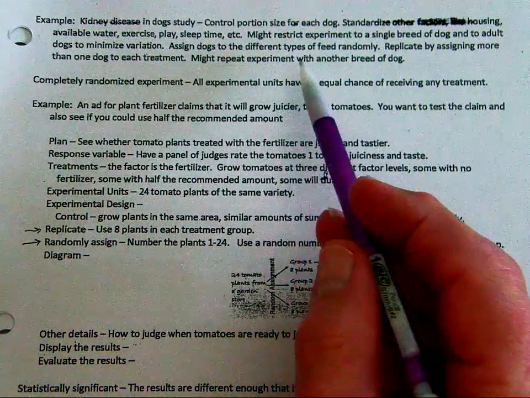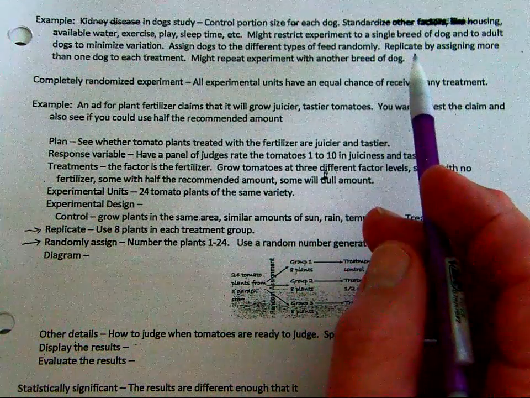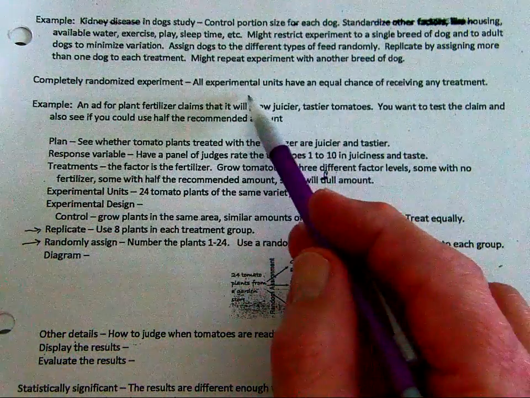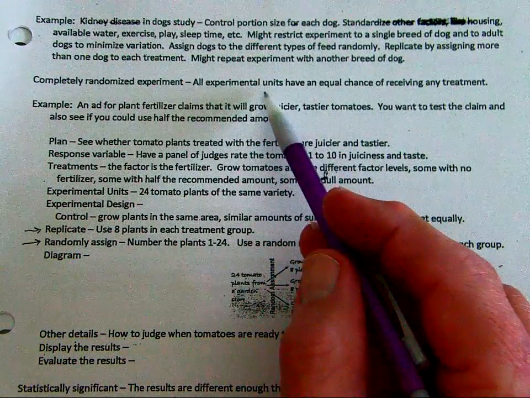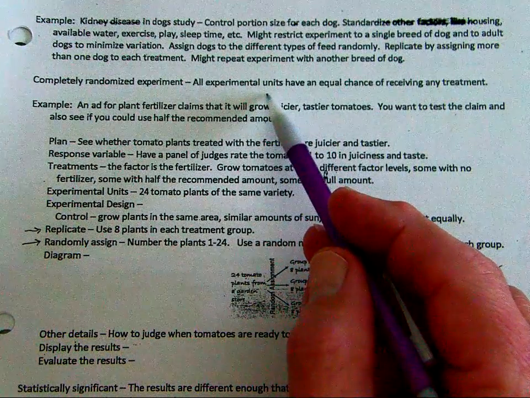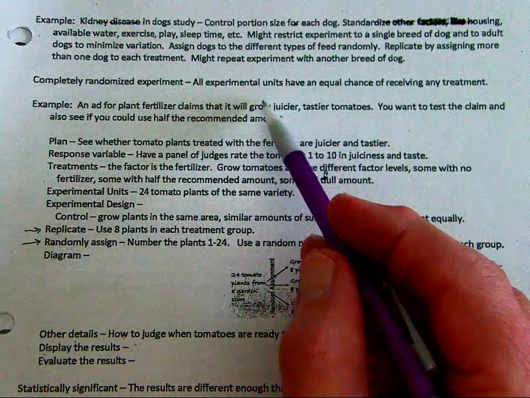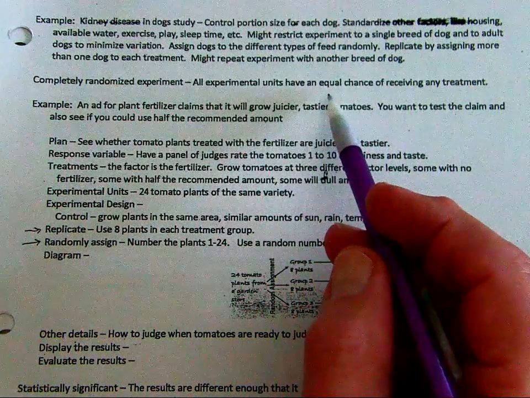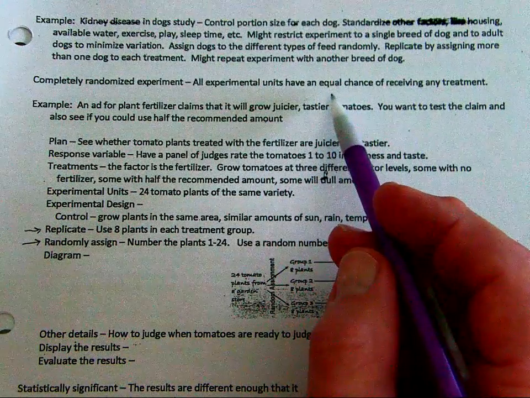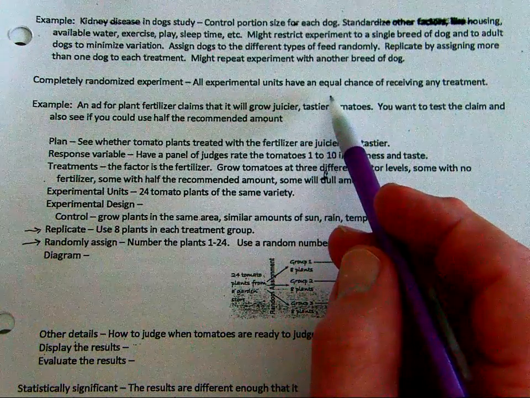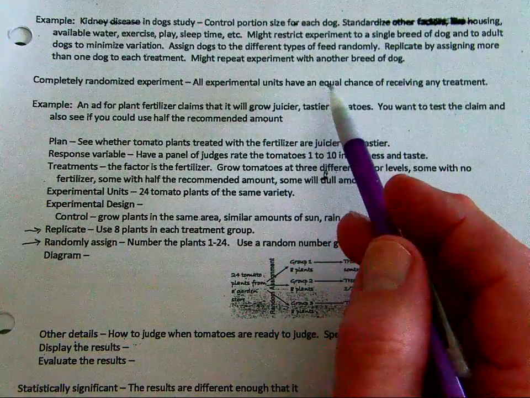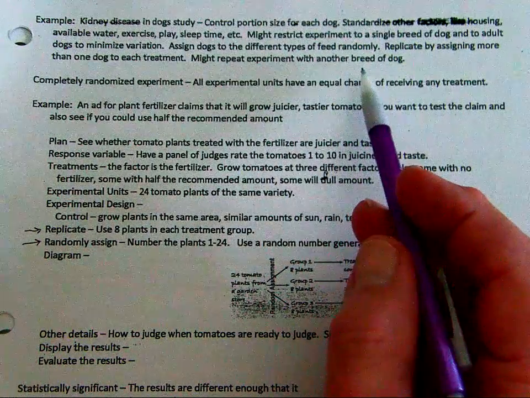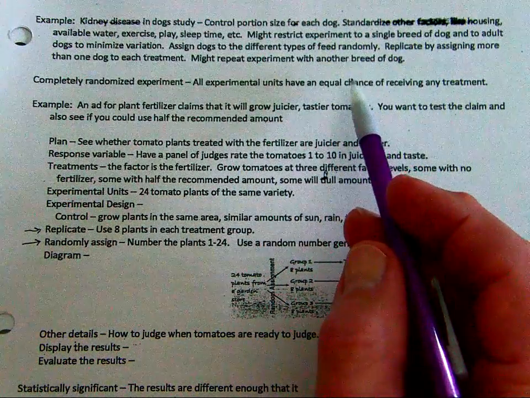You might restrict it to a single breed of dog. You might restrict it to just adult dogs because there might be some variations between breeds, might be some variations between age of the dog. And you want to assign the dogs to different types of feed. So if you're testing a certain food, different portion of food, whatever you're checking, if you're doing it with different foods, then you want to assign the different types of food randomly.